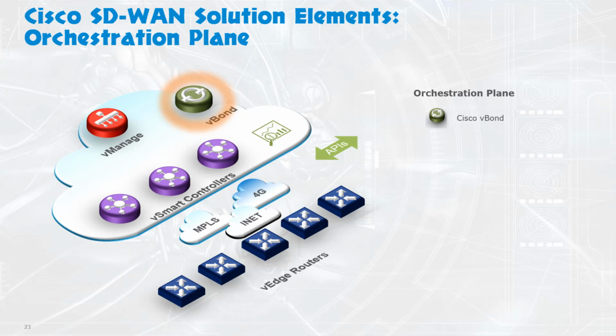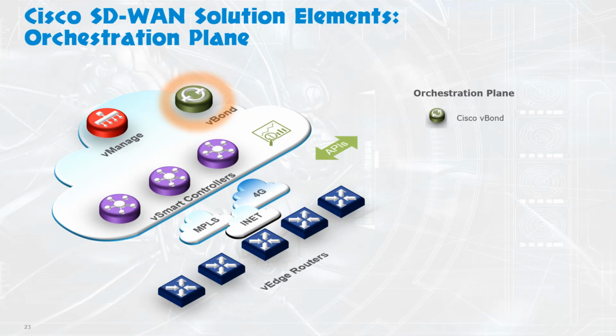The vBond orchestrator must have a public IP address so that when a device out there on the internet first boots up, it is able to communicate. This is the only device that's required to have a public IP address. Later on, if devices like a vSmart or a vEdge are behind NAT devices, so if they're doing NAT, the vBond orchestrator helps solve any NAT traversal issues that may occur.